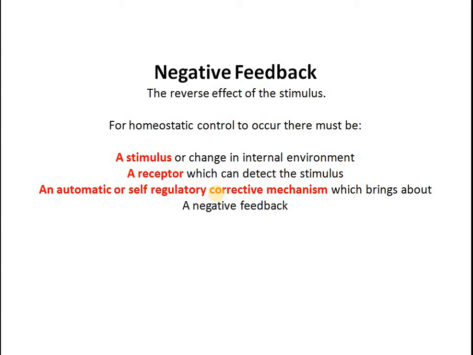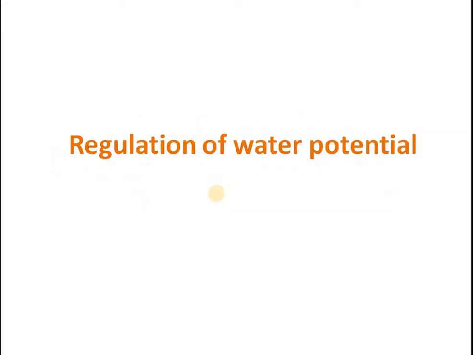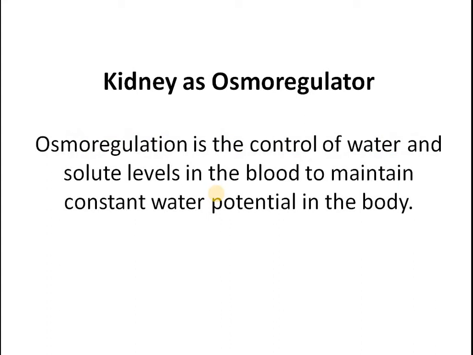So this is the negative feedback, and now we have to see one by one how our body is able to regulate water potential, how it is able to regulate body temperature and blood glucose level. First of all, we'll see regulation of water potential. This is a topic which is common between this chapter and the chapter of excretion that we ended last time. Regulation of water potential is actually the function of the kidney.